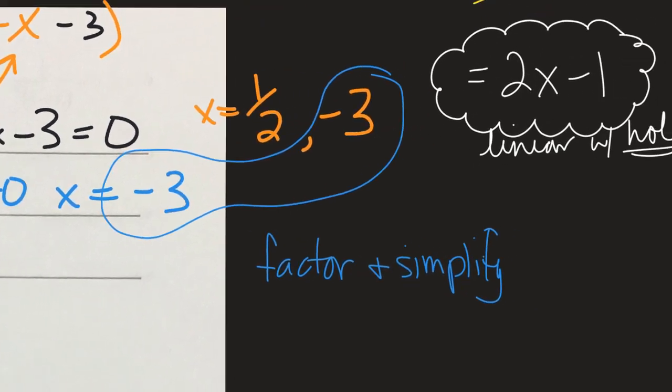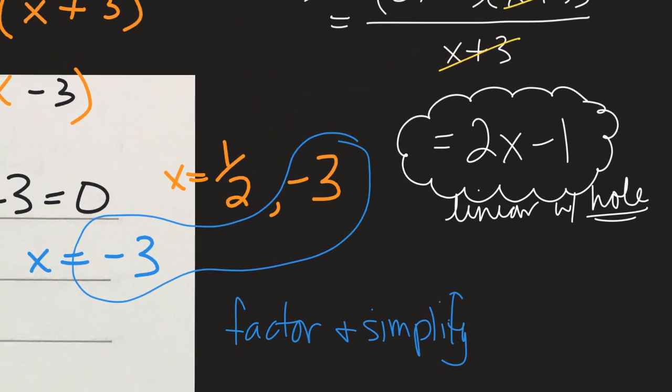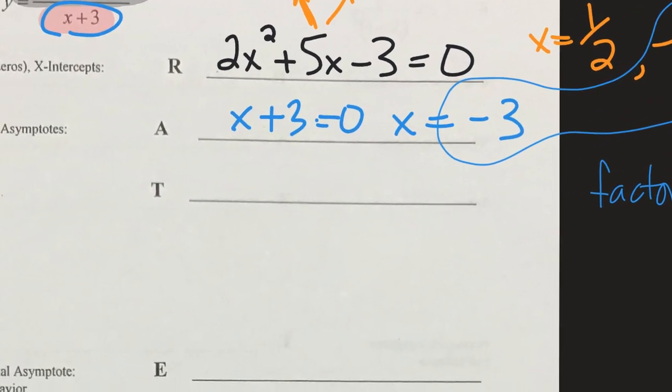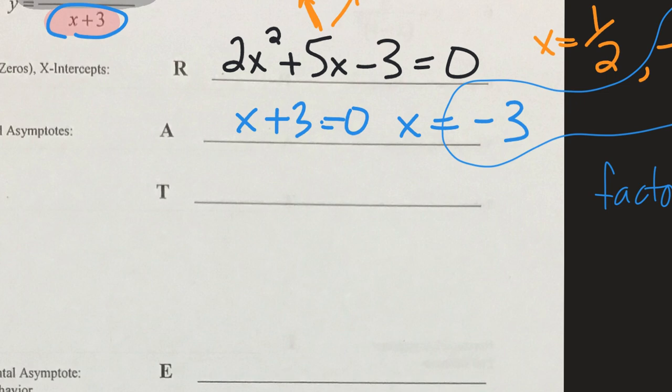Okay, so let's continue on down. That's an important thing to understand. Right? This is a weird one. So because it's weird, we don't do a table because we don't have any approaching like you normally would for a rational function. So we don't do a table.